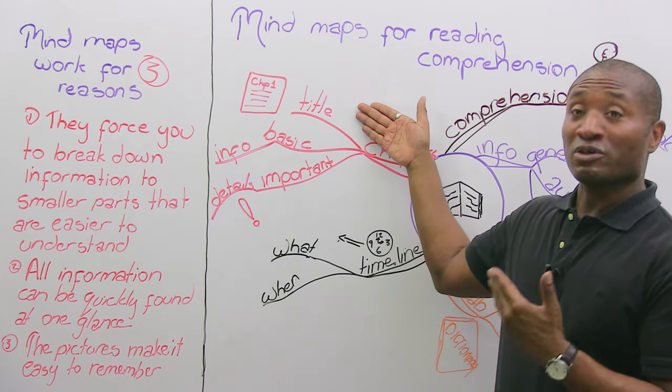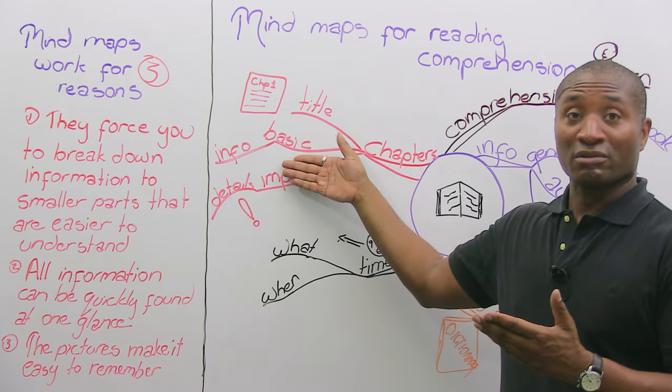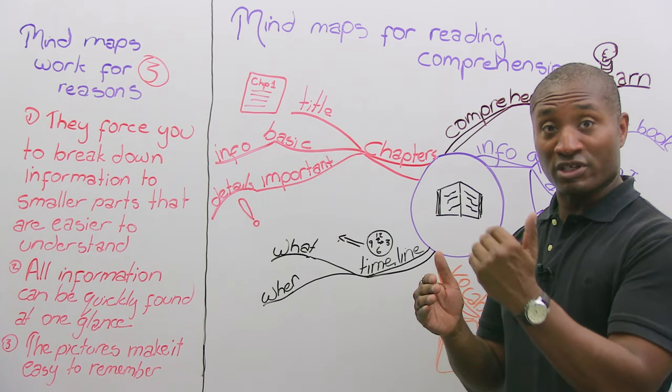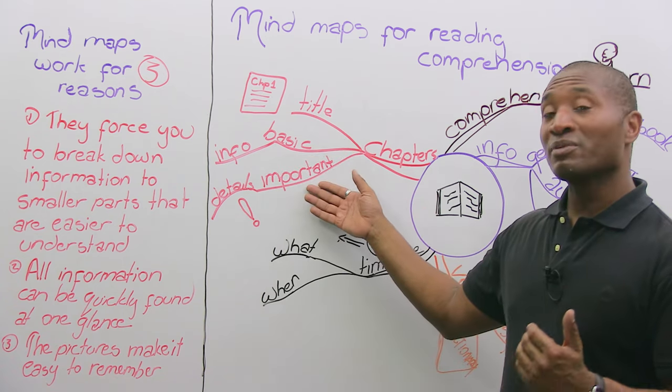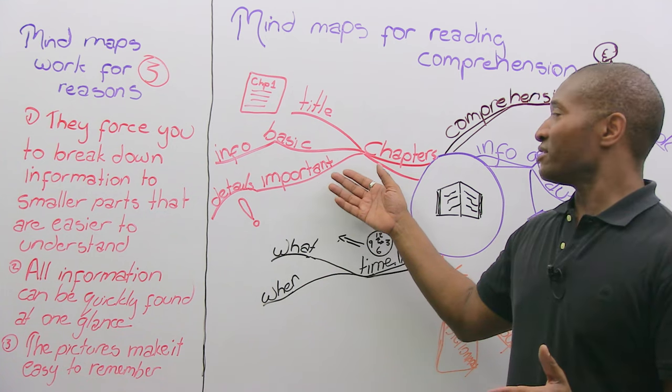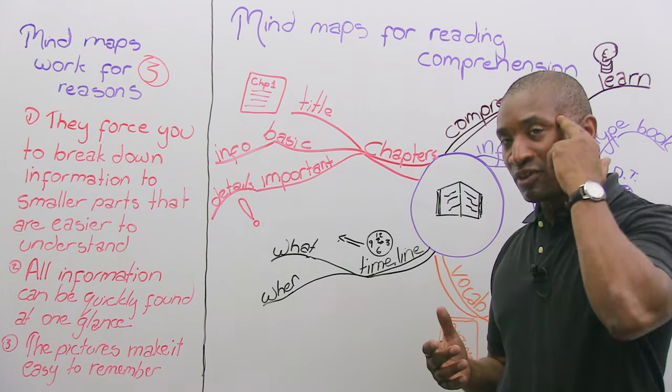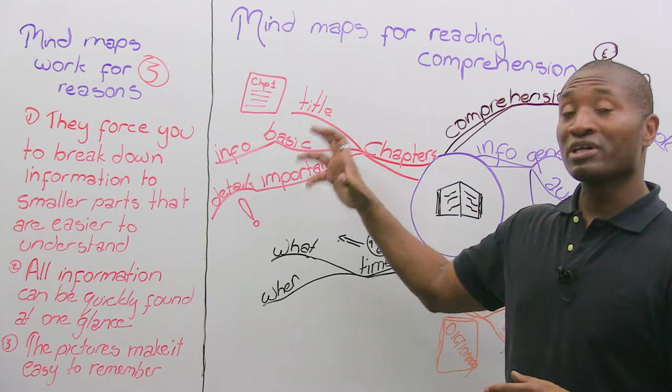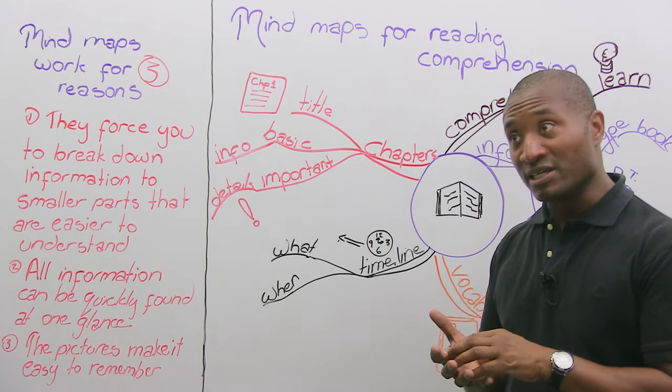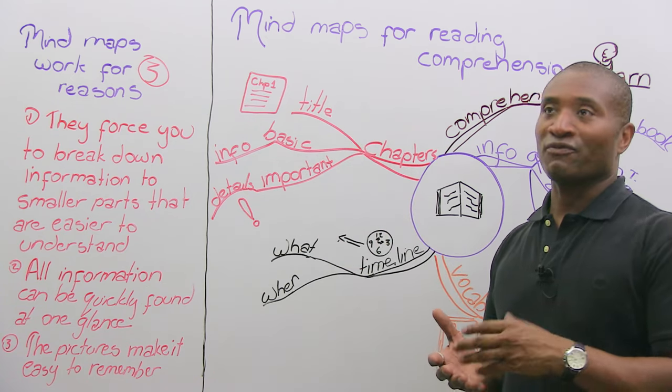You can put the chapter's title, the basic information, because a lot of times they'll outline what is in this chapter. And then you can put down the important details that you get. It doesn't have to be what the book says. It's what maybe you think or what the book says. This organizes that information so when you go back, it's easier to remember than to read 400 pages.